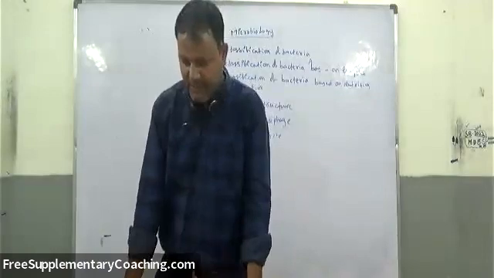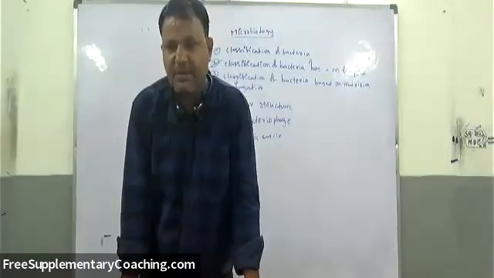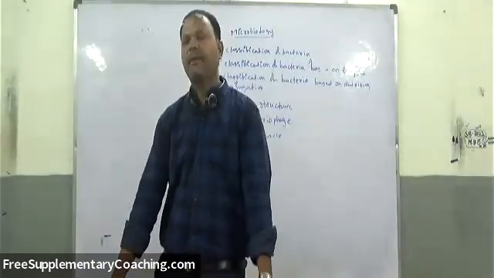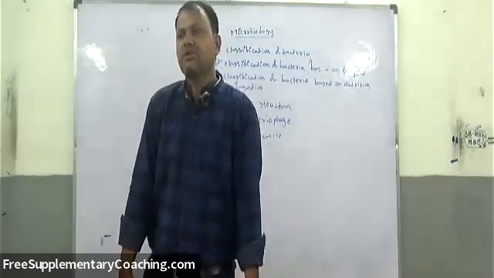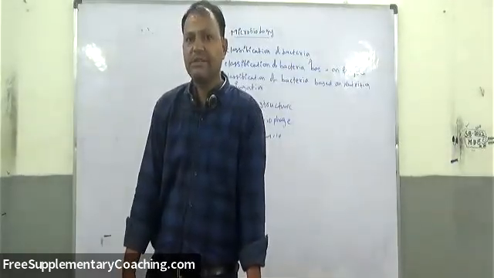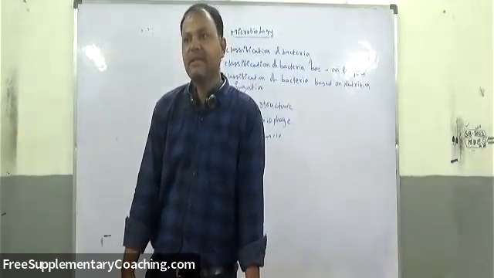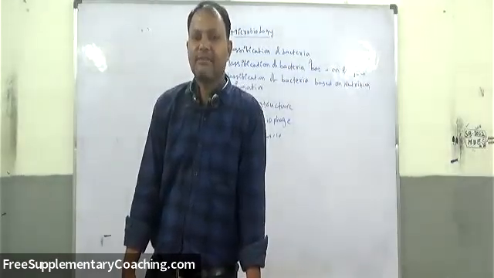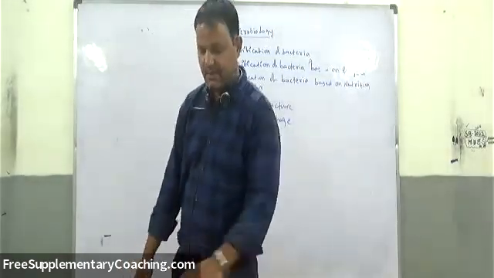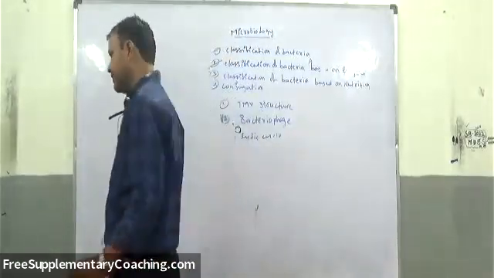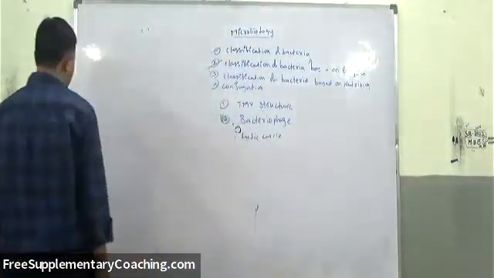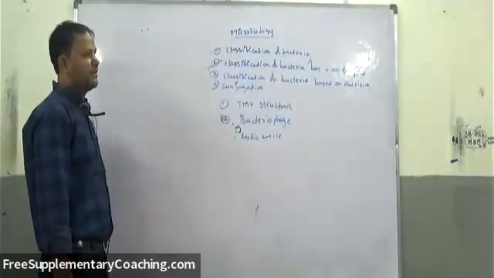In nutrition, bacteria are classified based on the carbon source and energy source. So carbon is obtained from where, and energy is obtained from where? Based on these two characters, bacteria are classified into 4 categories in nutrition: photoautotrophs, chemoautotrophs, photoheterotrophs, and chemoheterotrophs.